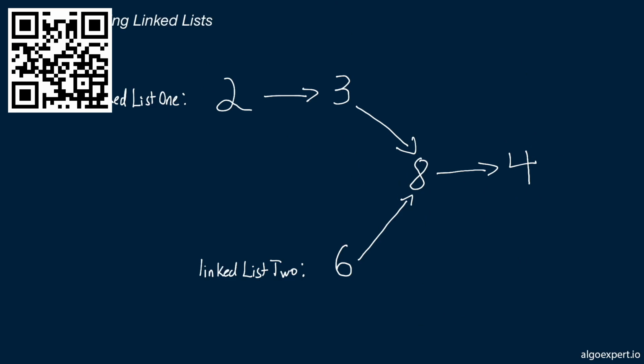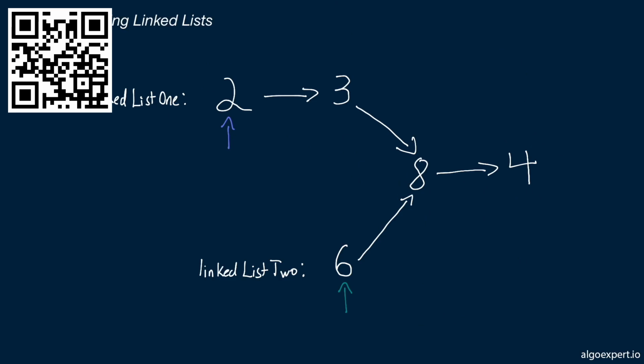So for this solution, we are going to use the same information that we learned about the lists before, but we are just going to use it in a slightly different way. So let's start by creating a current pointer to iterate through both of the lists. So we can start at the 2 here, and then we will start at the 6 here.